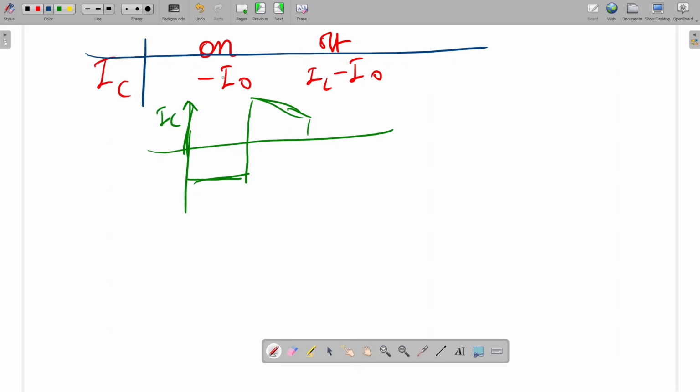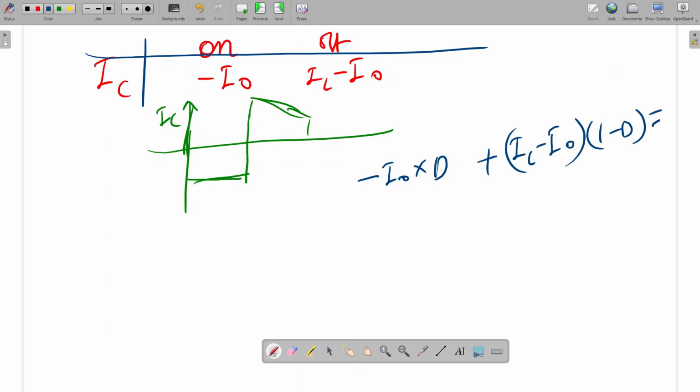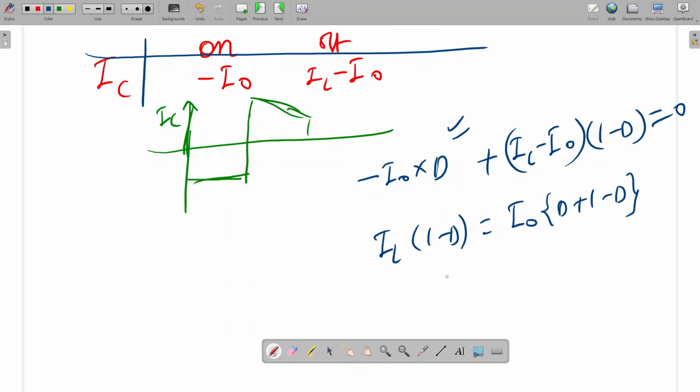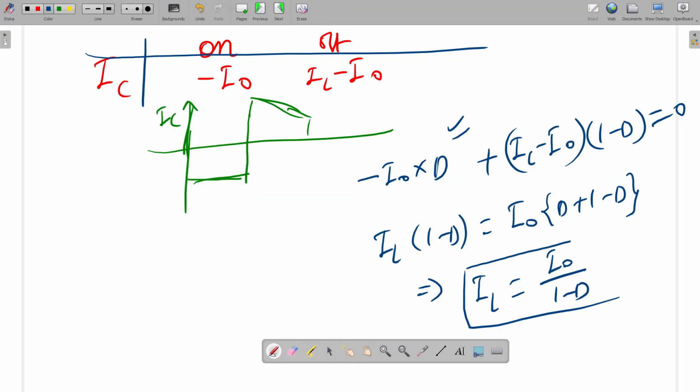Ampere-second balance means the average current across the capacitor should be 0. So how can we apply it? Minus I naught into D plus (IL minus I naught) into (1 minus D) is equal to 0. So we can write IL (1 minus D) is equal to I naught D plus I naught (1 minus D). What will be D plus (1 minus D)? It will be 1. From here we can write that IL is equal to I naught divided by (1 minus D). Is it clear? Yes, sir.